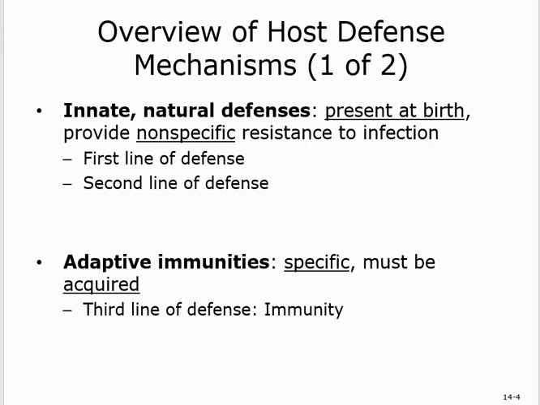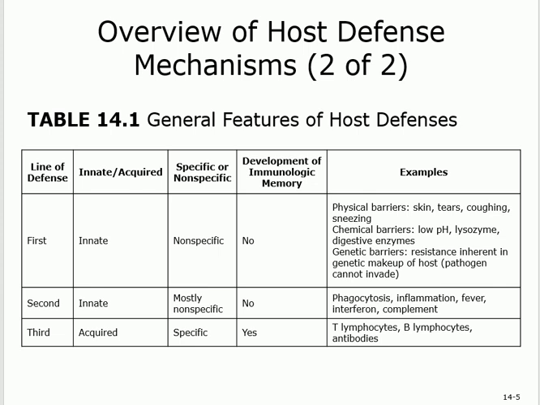So the innate one means present at birth, we are born with it, and it is non-specific resistance. It will take care of anything. And this is the first line and second line. The other one, that is specific, is acquired, which is adaptive immunity. Something is going to happen later on to acquire it. And this is again all about T and B lymphocytes.